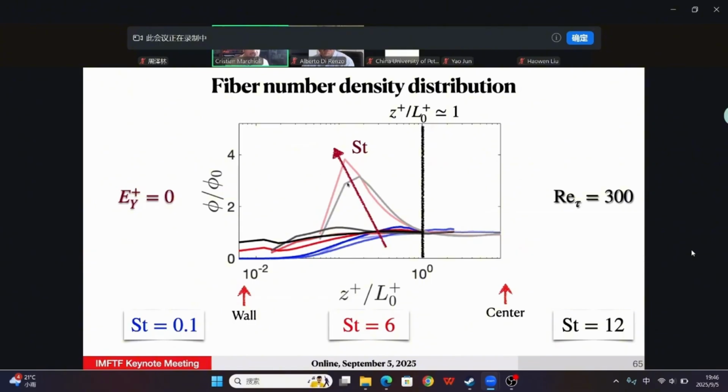So inertial particles would like to move as much as possible towards a solid wall, but because they are getting longer and longer, this effect is counteracting this accumulation. And therefore, the overall distribution inside your flow depends on the relative importance of these two effects.